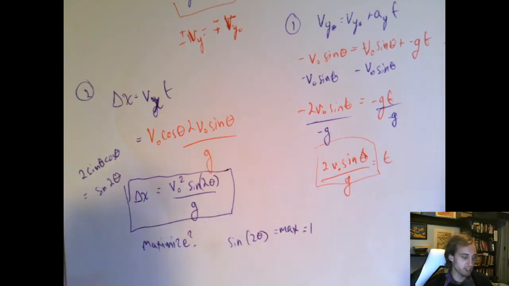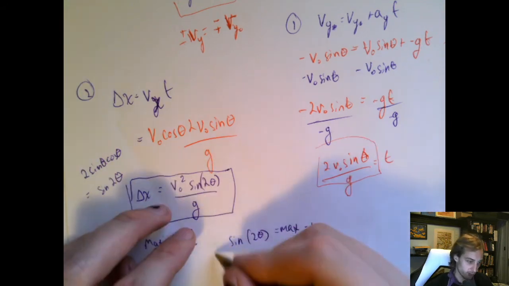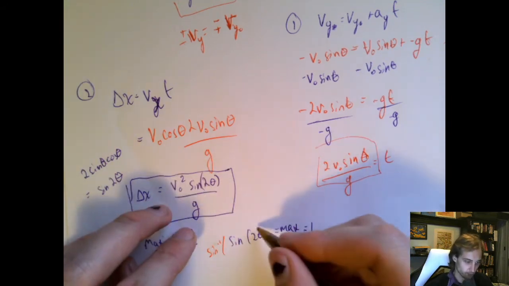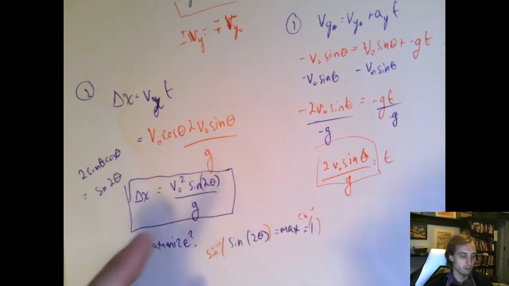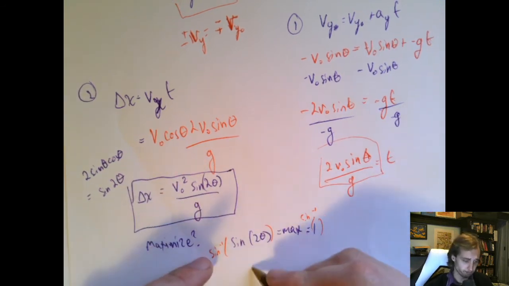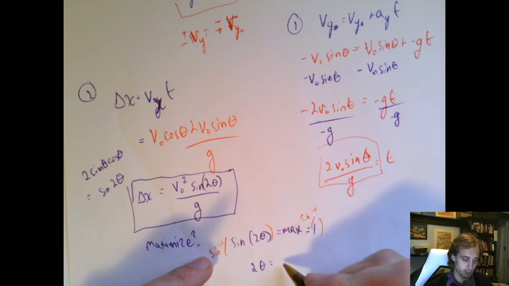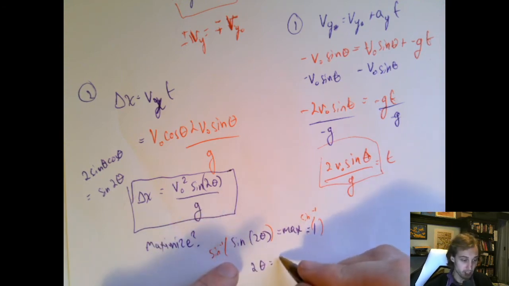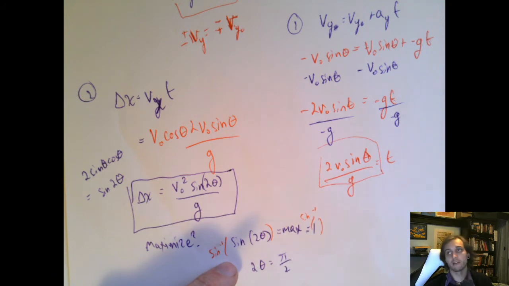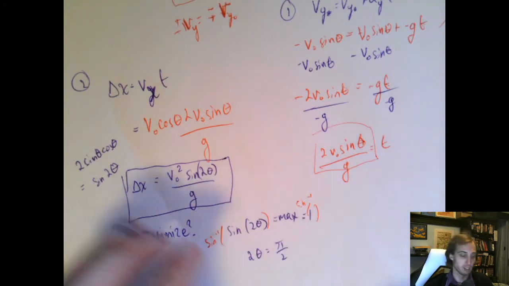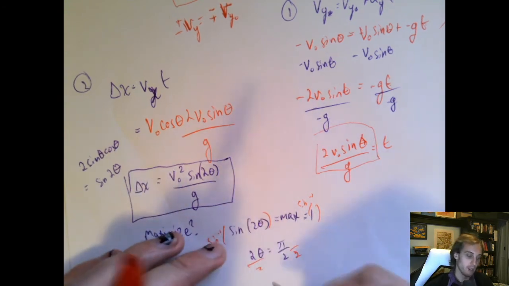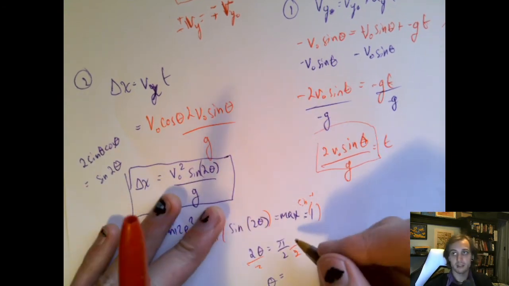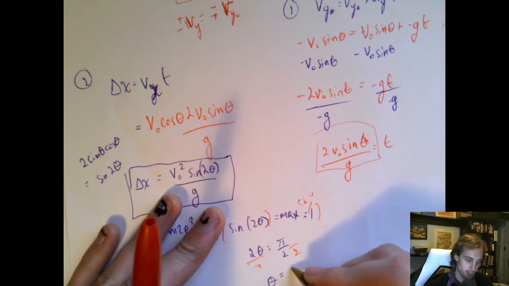Well, this is equal to 1 if we take the inverse sine of both sides. Sine of the inverse sine of 1 is either 90 degrees if you're using degrees or pi over 2 if you're using radians. If we then divide each side by 2, that'll give us that our angle that maximizes this thing is equal to pi over 4, which is 45 degrees if you prefer that.